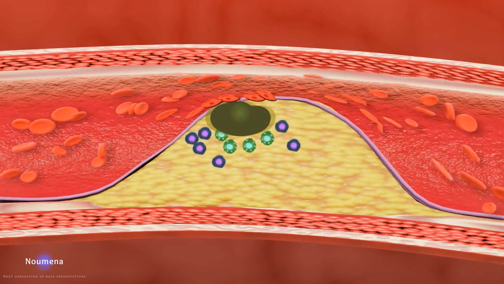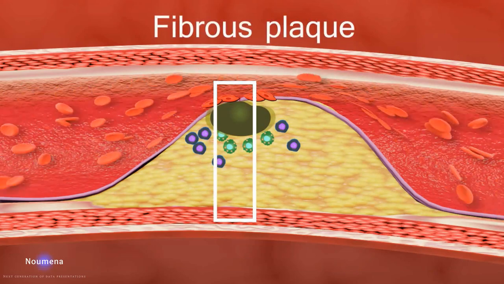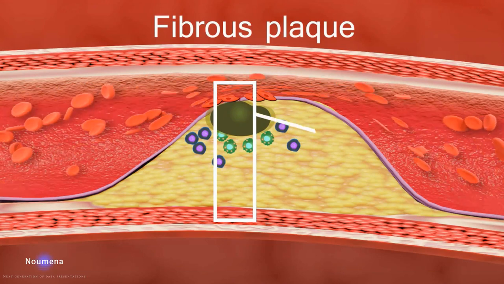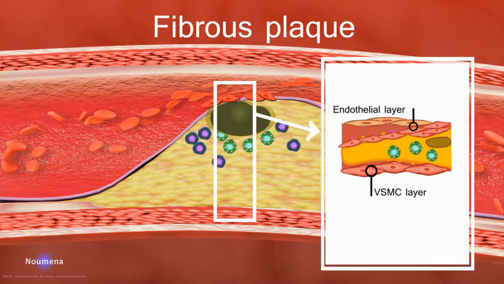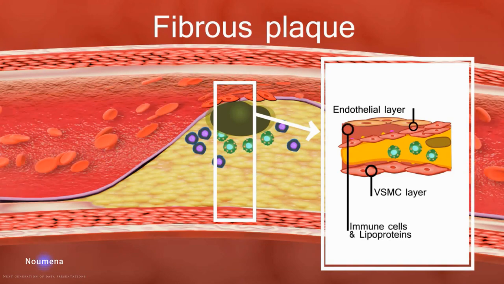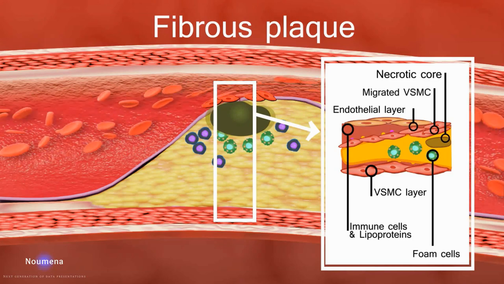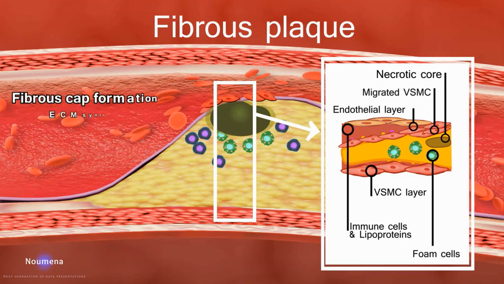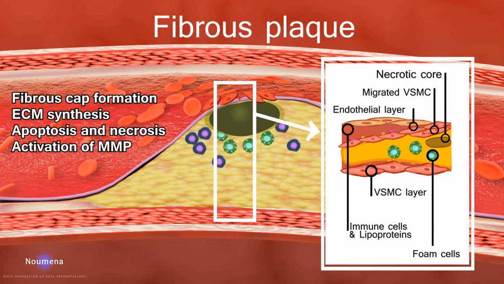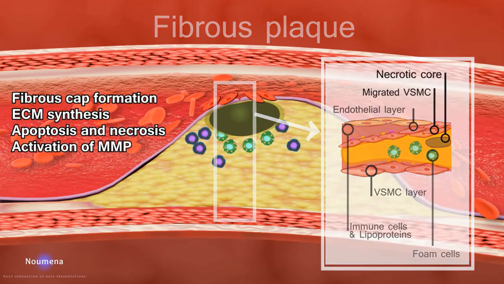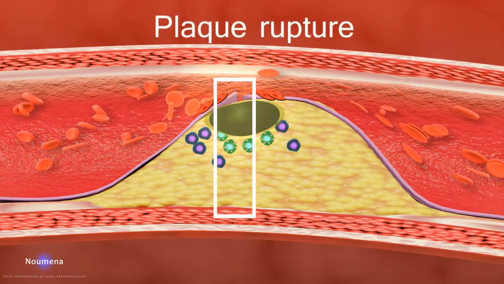Let's examine the contents of the plaque by magnifying another cross-section, which will allow us to closely observe the endothelial layer, the tunica media, the immune cells and lipoproteins, the abundance of foam cells, the necrotic core and the migrated muscular cells. This stage is characterized by the formation of the fibrous cap, matrix synthesis, apoptosis and necrosis and the subsequent activation of metalloproteinases or MMPs. The MMPs will slowly degrade the collagen fibrous cap, destabilizing the plaque and leading to ruptures.